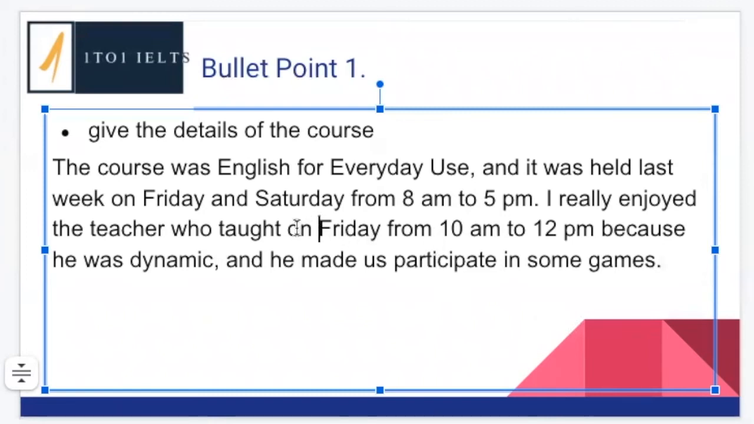So the course was English for everyday use. Very nice use of capitalization here, by the way. So we're giving the name of the course, so we should capitalize. When we give names, as Nabila has very accurately done, we do not capitalize prepositions or articles unless it's the very first word. The English for everyday use, excellent. And it was held last week on Friday and Saturday from 8 a.m. to 5 p.m. I just want to check something about the question.